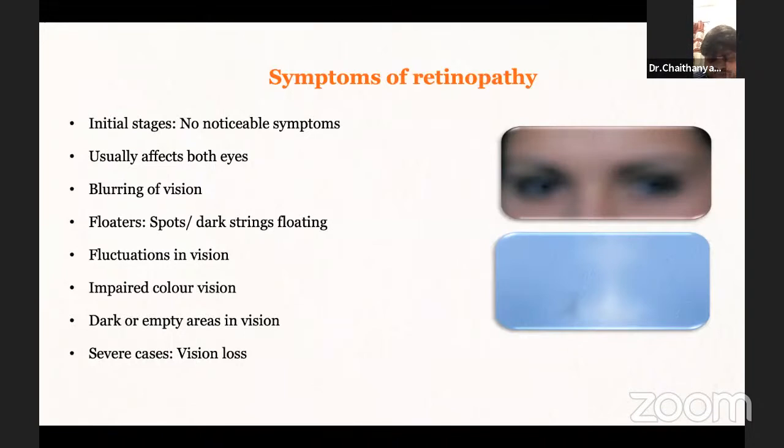This is for type 2. In type 1, what happens initially for 5 to 10 years, they have a buffer period where they don't develop retinopathy. But after the initial 5 to 10 years, you have to do regular assessment like a type 2.